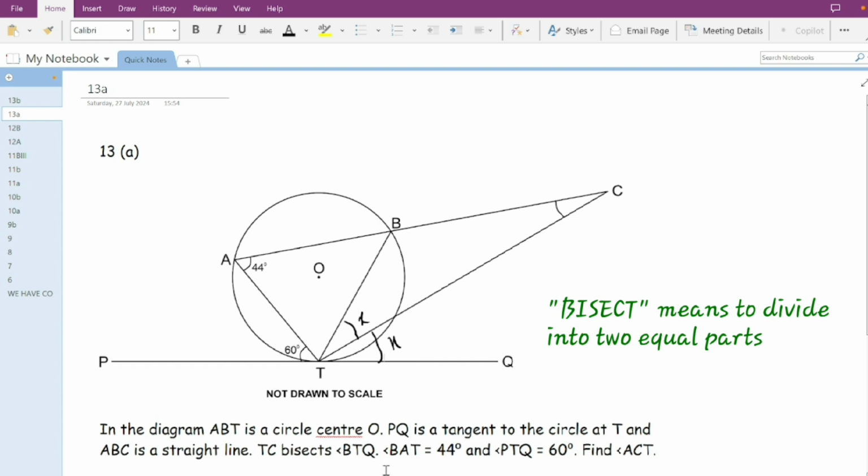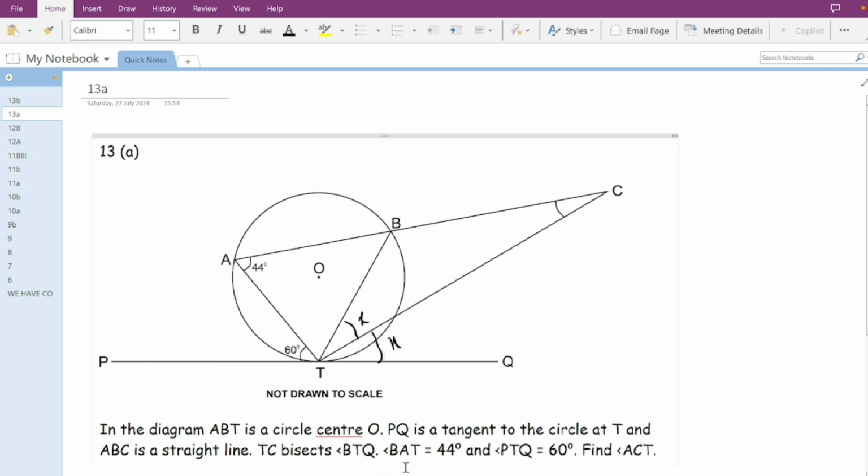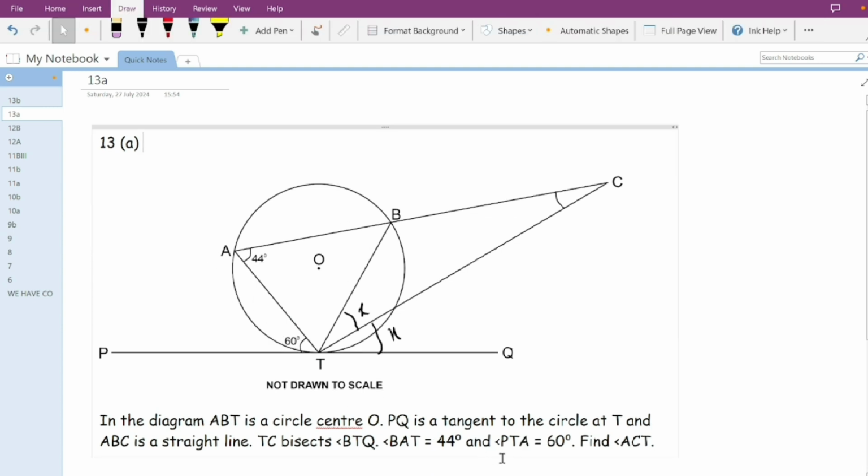Now, angle BAT at A is 44. At A to B to T, this angle is 44. And angle PTA is 60 degrees. At angle T, you're saying the 60 degrees to P and to A. That's this angle. Now it says find angle ACT. That's at C, the one in the middle, to A and to T. Find this angle. It has been marked. So this is the angle we're looking for, unknown.